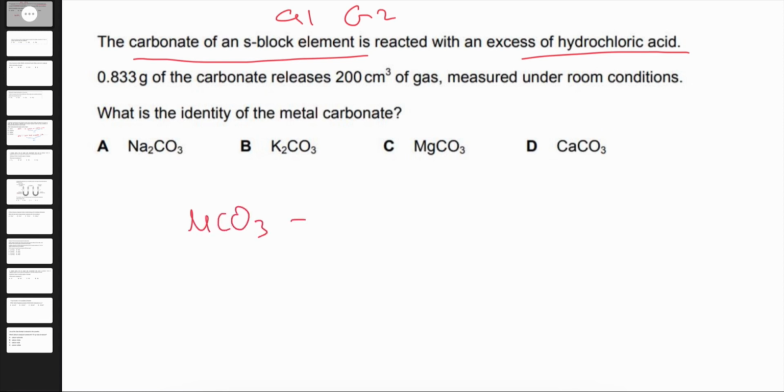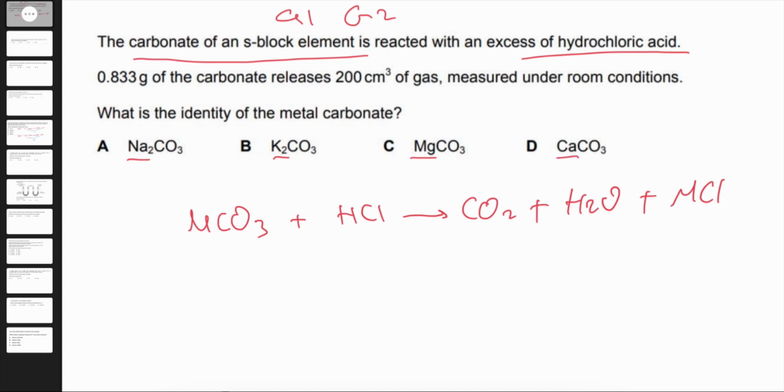MCO3 plus excess HCl. You know that once you make reactions between acid and metal carbonate, you will have carbon dioxide gas, water, and MCl. We don't know whether the metal here is in group number 1, as in potassium and sodium, or in group number 2, as magnesium and calcium.